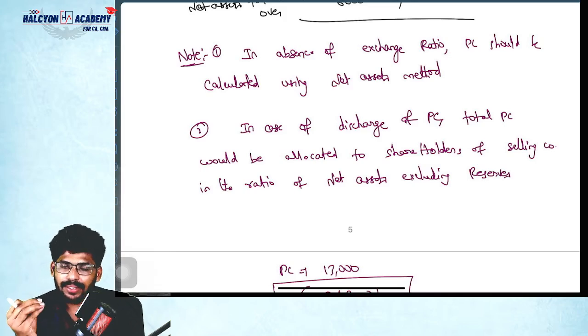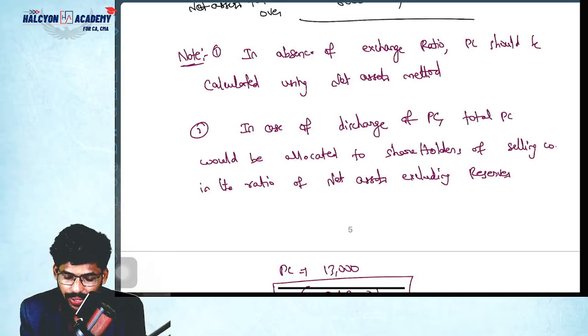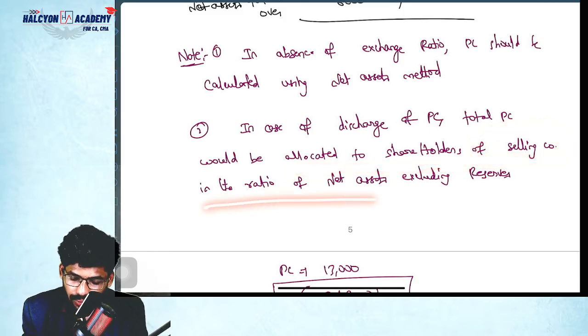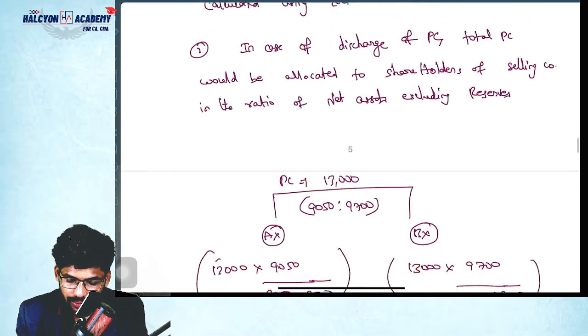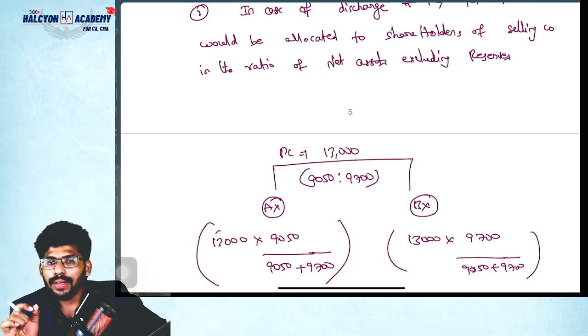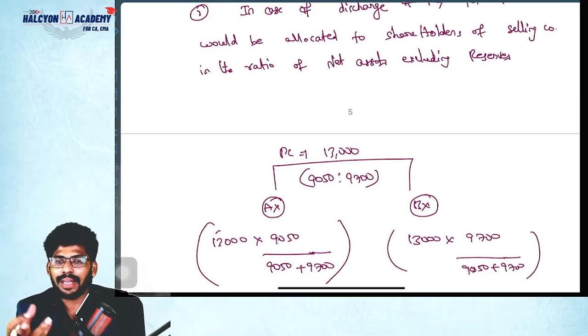Yes, but when we are discharging, we need to allocate to shareholders of the selling company in the ratio of net assets excluding reserves. Why? Because reserves are internal only, not external, right? Because the ultimate control lies with the same party.